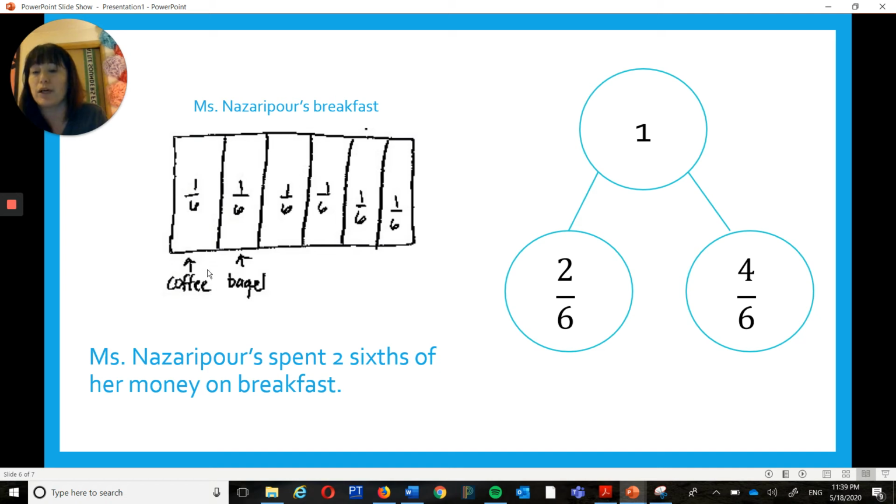I've labeled this one coffee and I've labeled this one bagel. So if I were to shade it in, I would be shading in these 2 parts. So when I drew my number bond, I put a 1 in the main portion of the number bond because that's how much I'm breaking up. 1 is the amount of money that I started with.